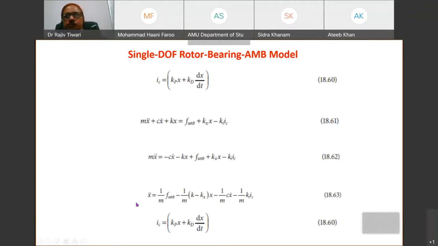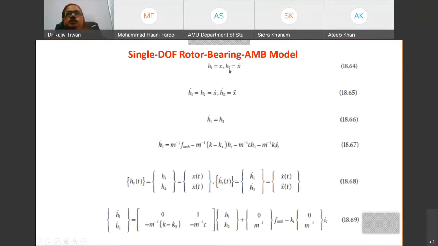So this is a state space form in which a differential equation of second order is converted to two differential equations of first order. Now you can see there are two differential equations of first order. And there are various schemes available to directly numerically integrate this, and that can be used to get the response of the system, that means the displacement of the system.